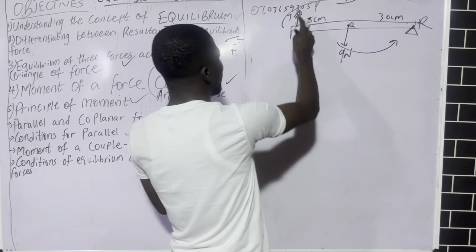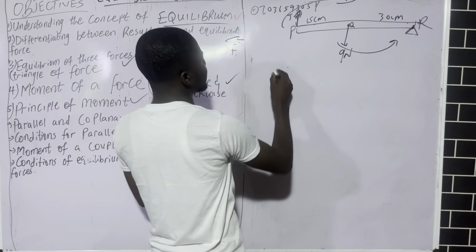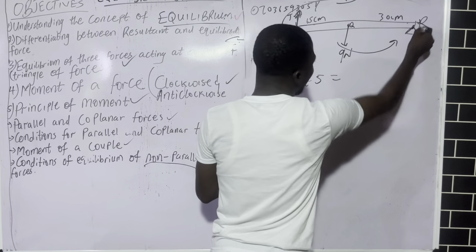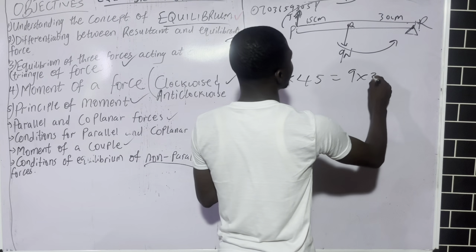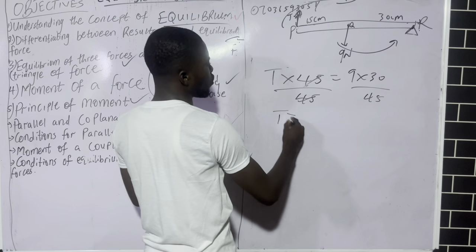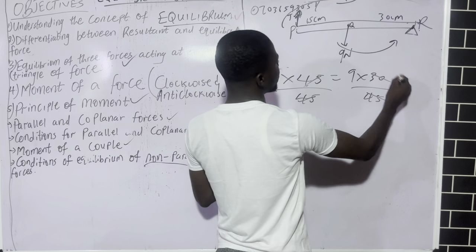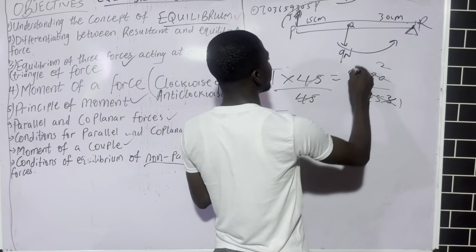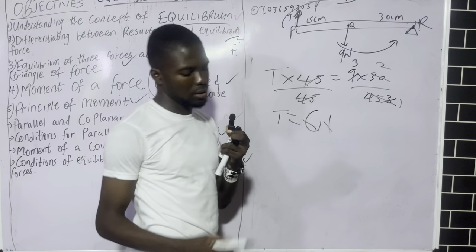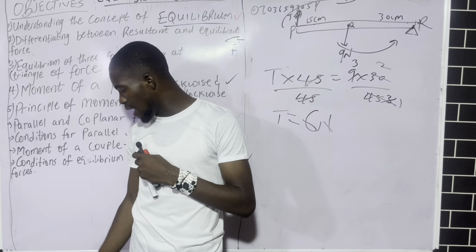By solving, T times 45 is equal to 9 times 30, since the distance between Q and R here is 30. Divide both sides by 45. T is equal to 9 times 30 over 45. 15 into 45 is 3, and 15 into 30 is 2. 3 into 9 is 3, so 3 times 2 is 6. T is 6 Newton. As simple as that.